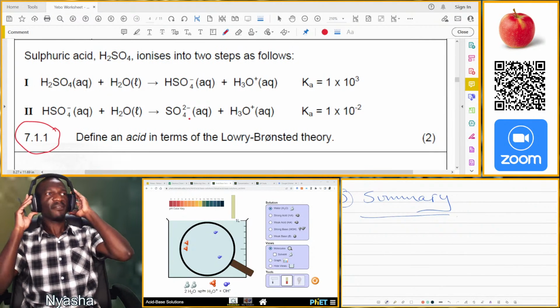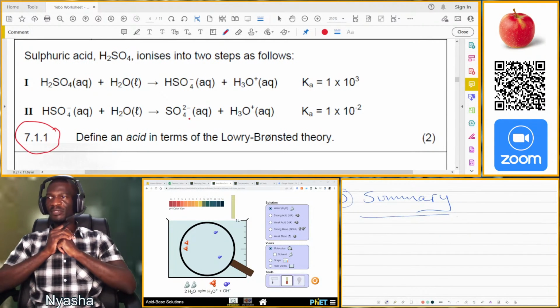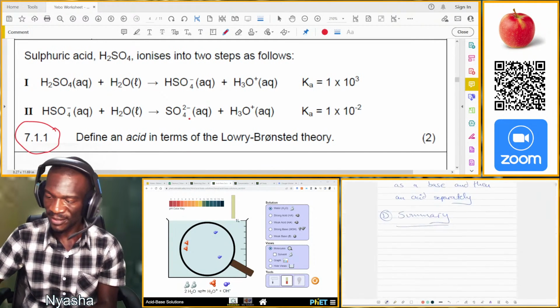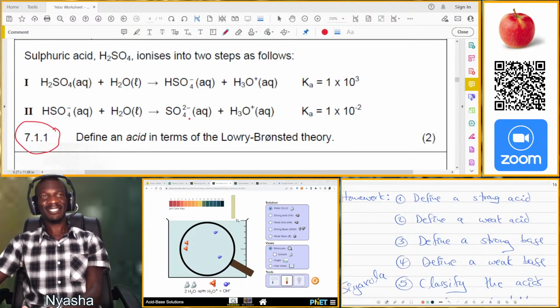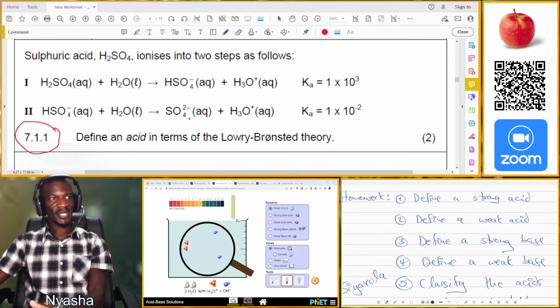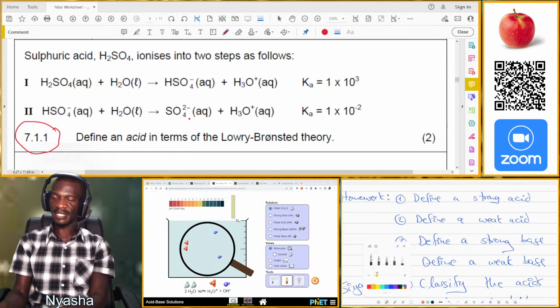So it's time for a lesson summary. What have we been doing? What were we busy doing today? Right, this is a summary. So we had some introduction to acids and bases. When we had that introduction, we discussed that these are important things to look for.